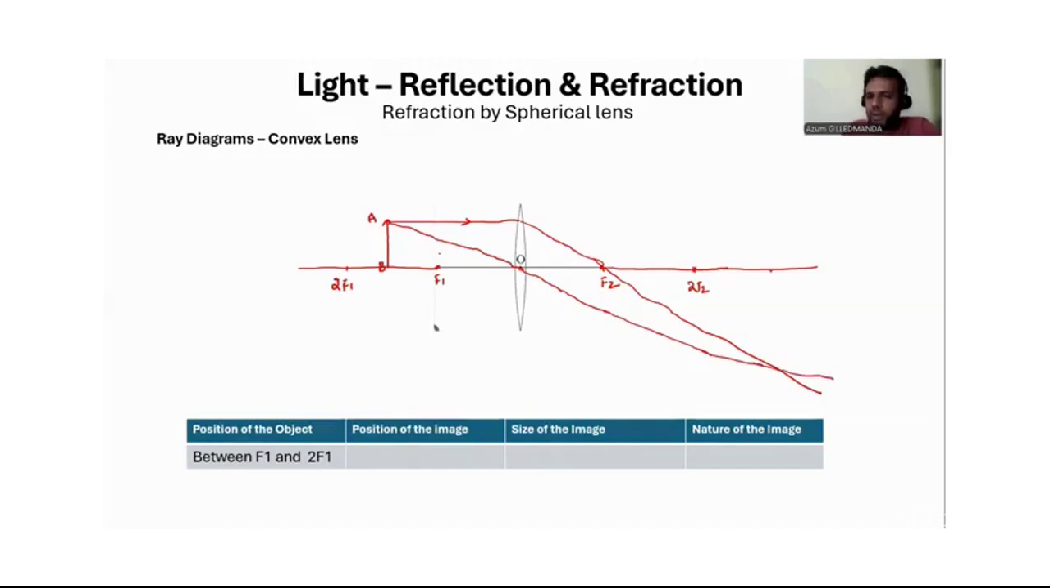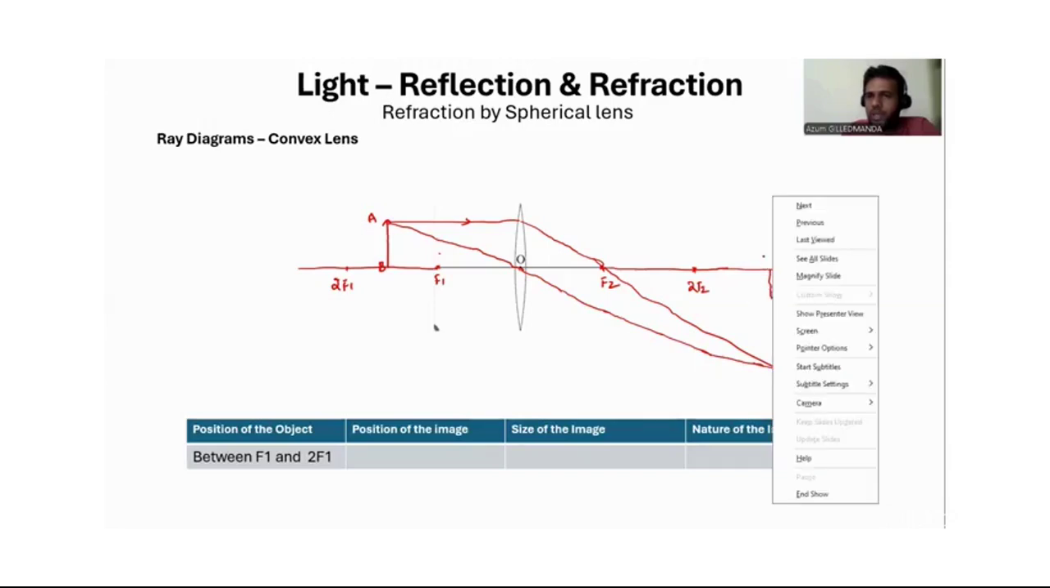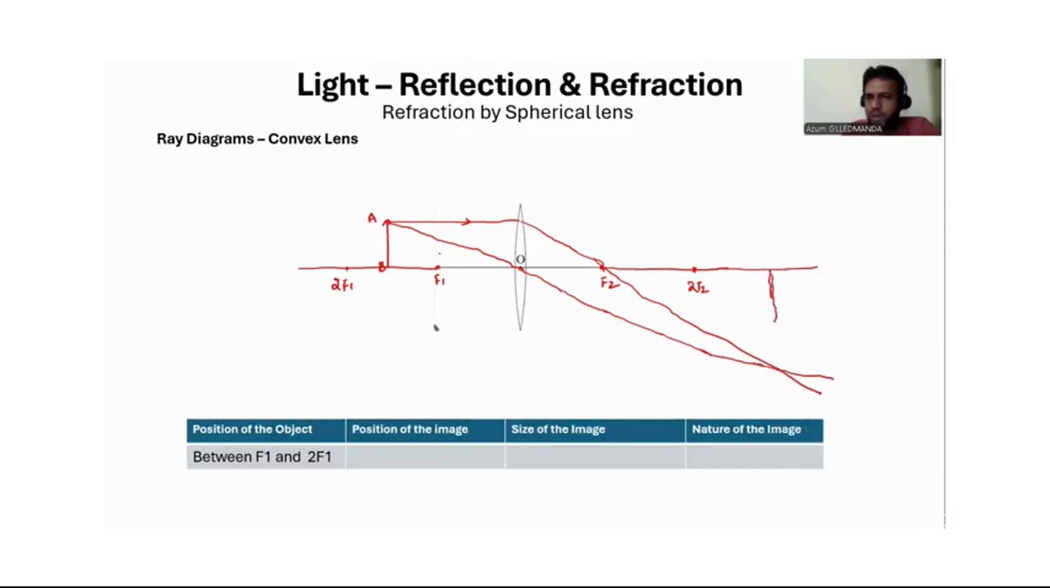So what is basically happening here? The image is forming, let's say this is A dash and B dash. If you draw with a scale, you will see it exactly, guys. Here AB is the object and A dash B dash is the image. So where is the image forming? The image is forming beyond 2F2. If the object is between F1 and 2F1, the image forms beyond 2F2.